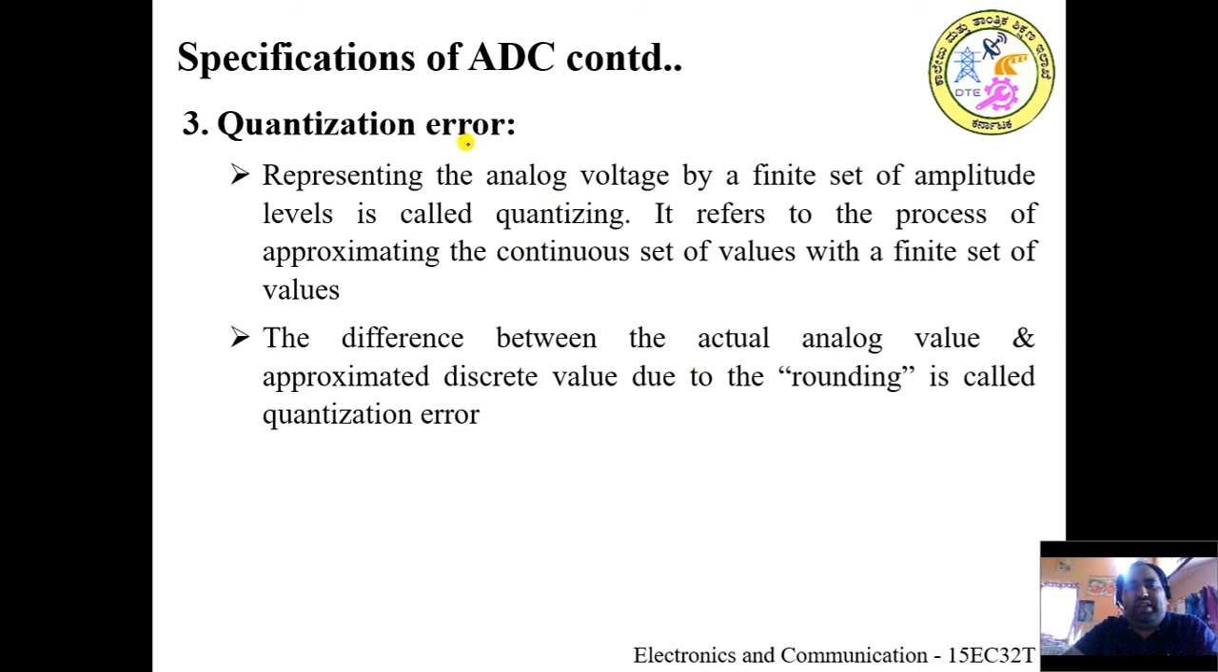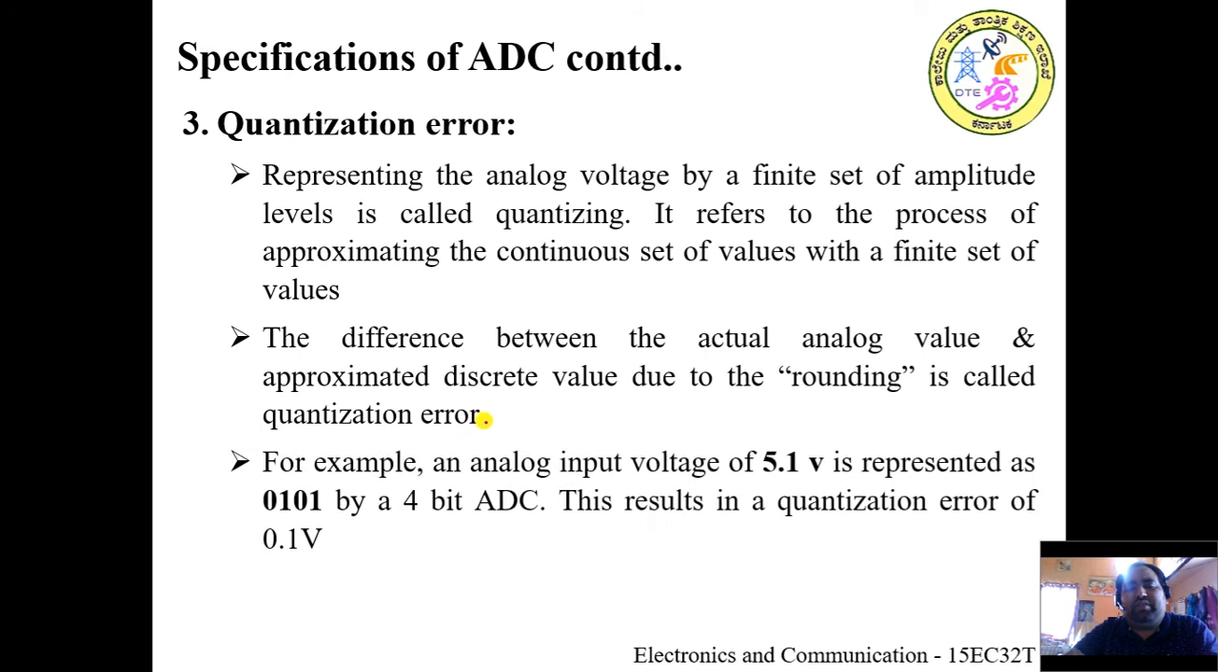Then what is quantization error? The difference between actual analog value and the approximated discrete value due to rounding is called quantization error. We'll see with an example here, then you can easily understand.